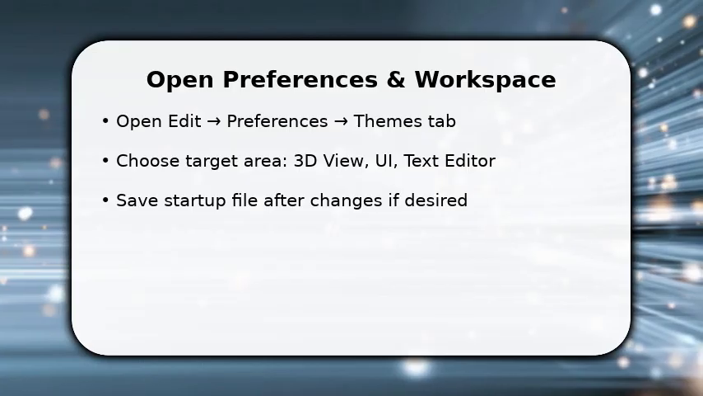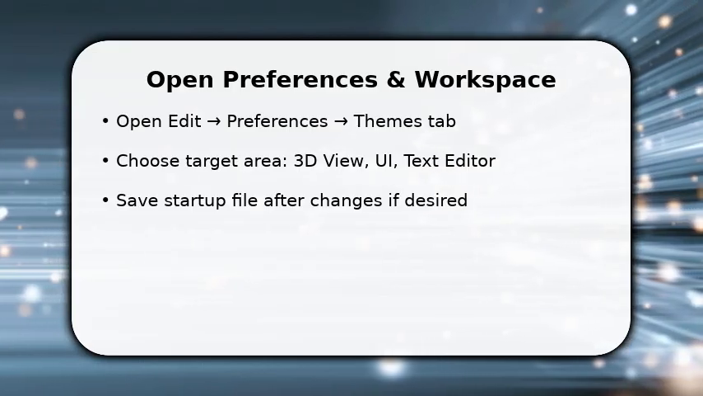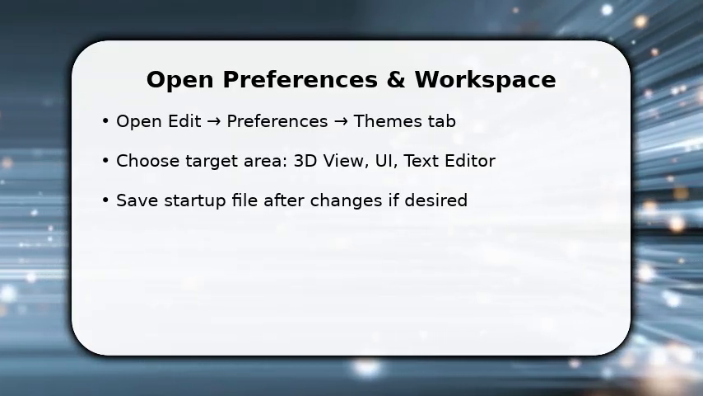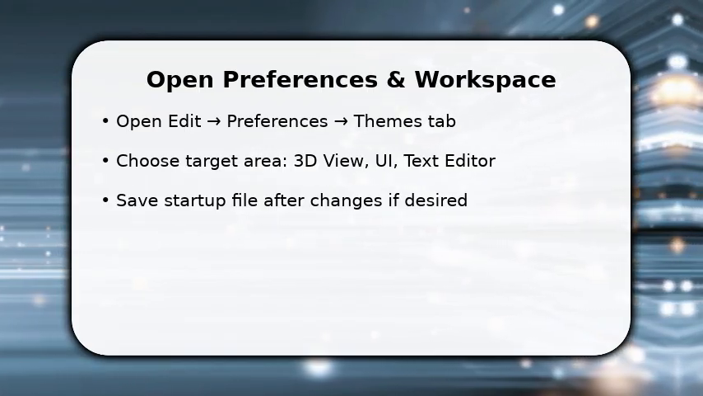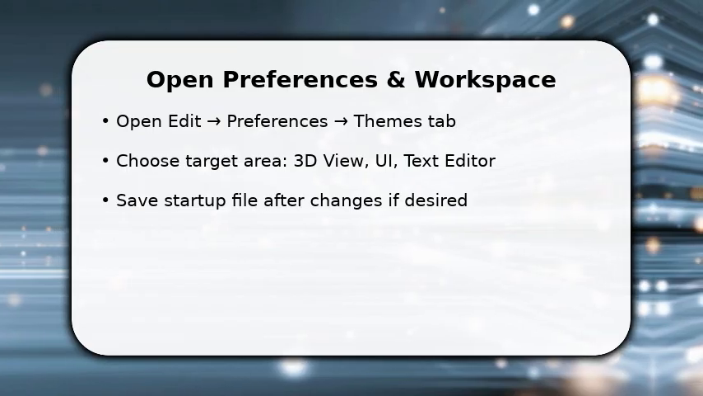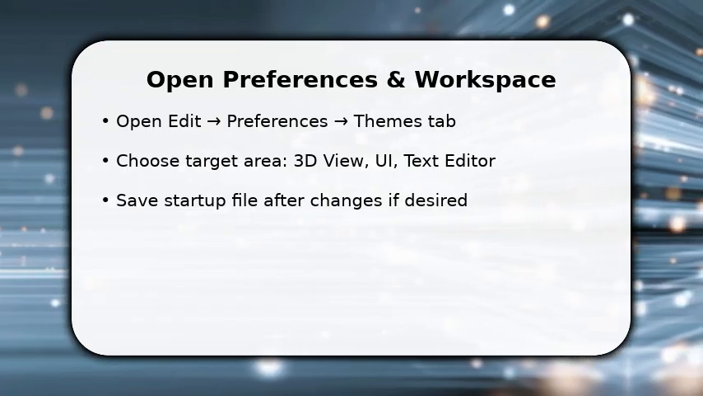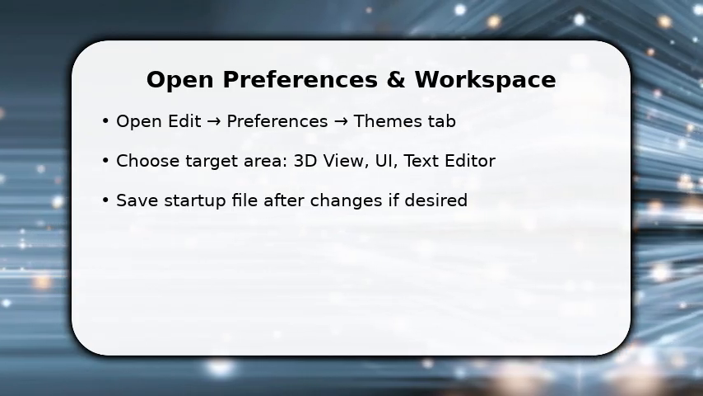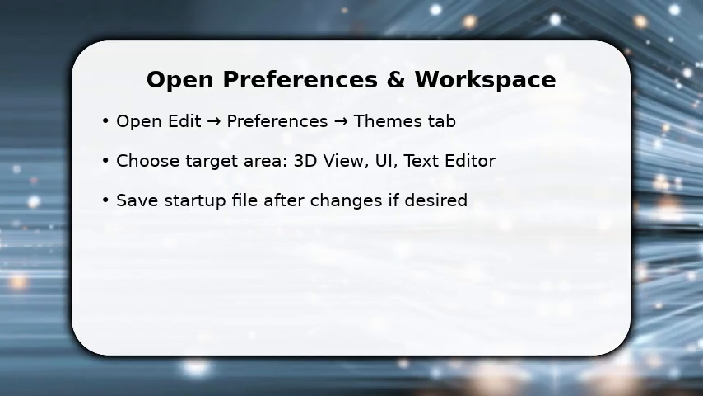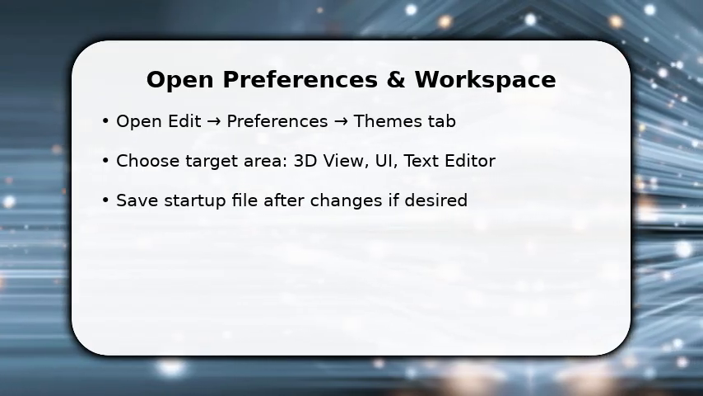You start by opening Edit, then Preferences, and jump straight to Themes. This is where Blender stores colors for each UI region. Select the specific area you want to change, for example 3D View or Text Editor, because colors are saved per region. Once an area is selected, expand the color groups to reveal elements like background, header, and text.